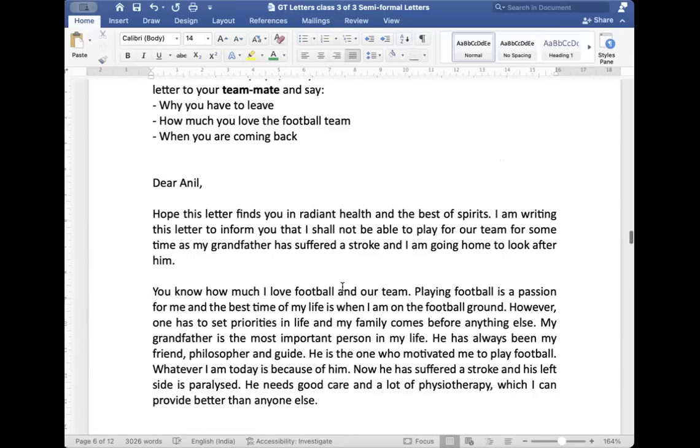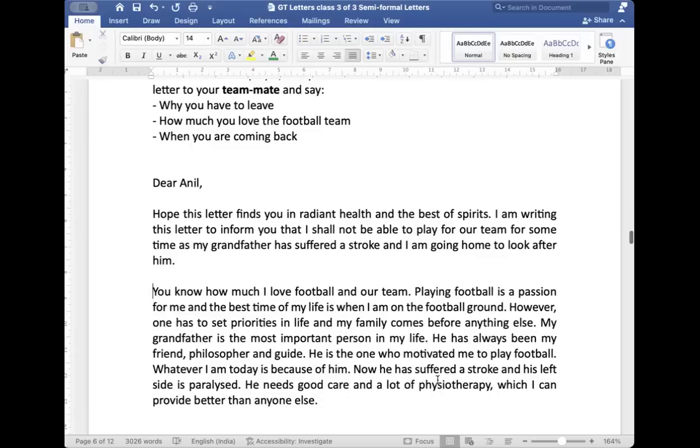You know how much I love football and our team. Playing football is a passion for me, and the best time of my life is when I'm on the football ground. However, one has to set priorities in life, and my family comes before anything else. My grandfather is the most important person in my life. He has always been my friend, philosopher, and guide. He is the one who motivated me to play football. Whatever I am today is because of him.